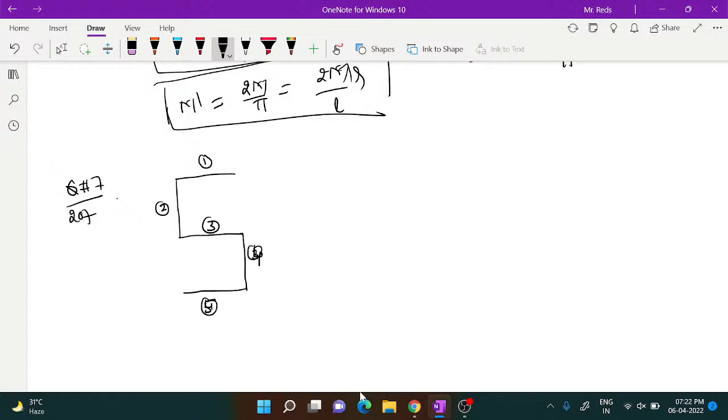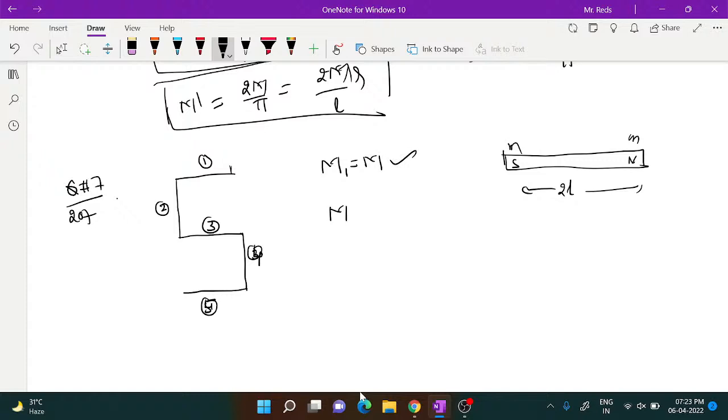Five equal parts means the area is not changed, so the pole strength will be the same. Only the effective length is changing. If you have a bar magnet with a south pole and north pole, with magnetic length 2L and pole strength M, then its magnetic moment M1 can be taken as M. But when it is bent, the new magnetic moment you can take as M dash.